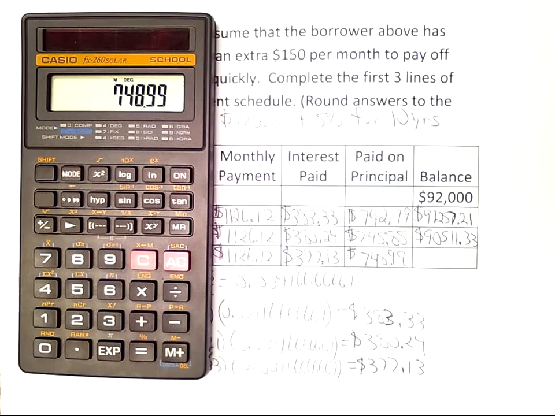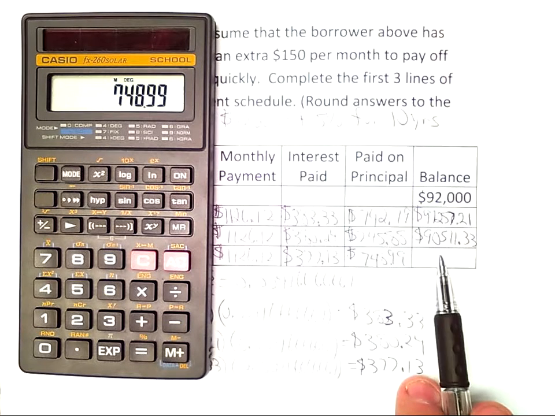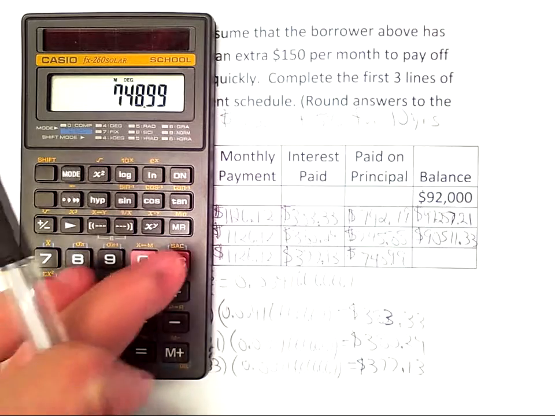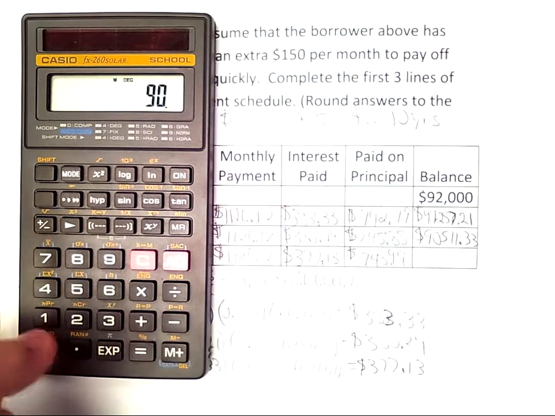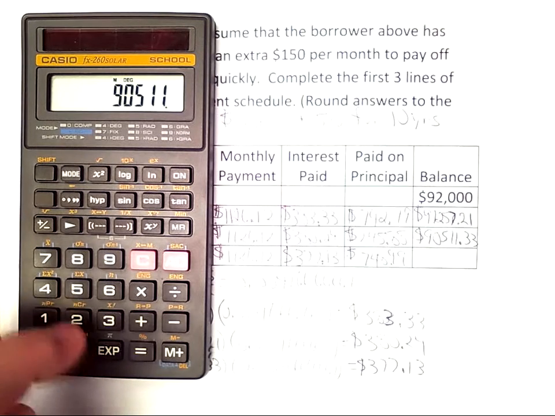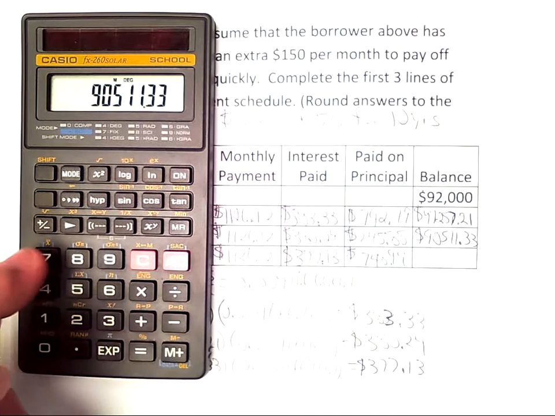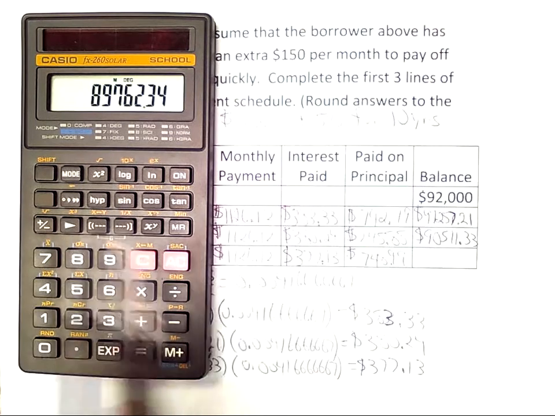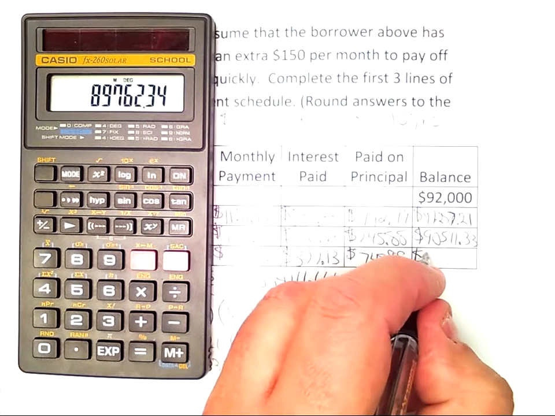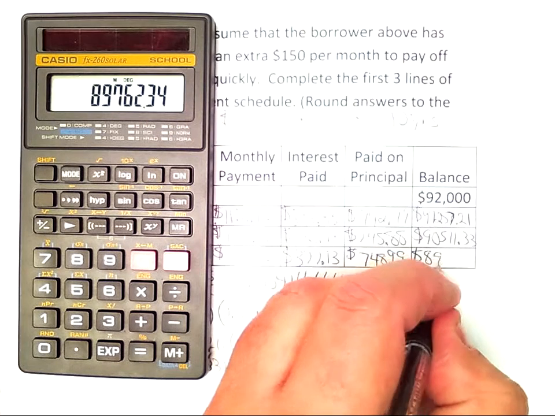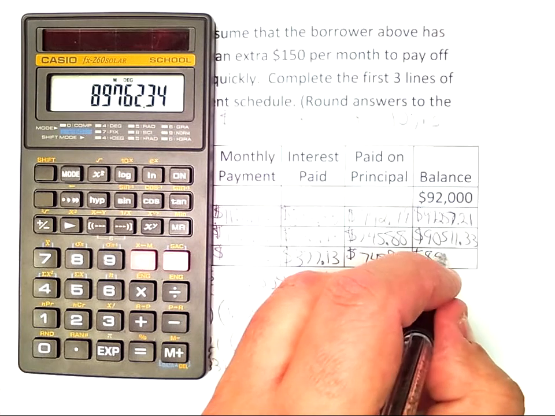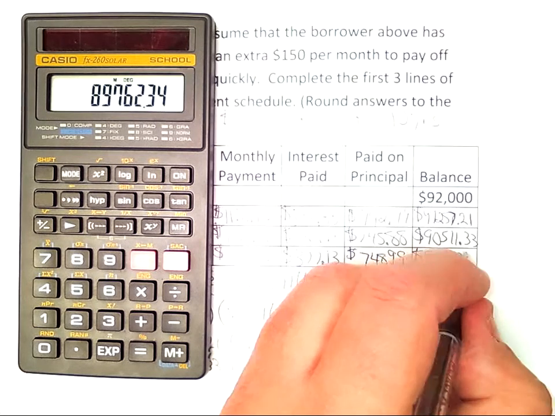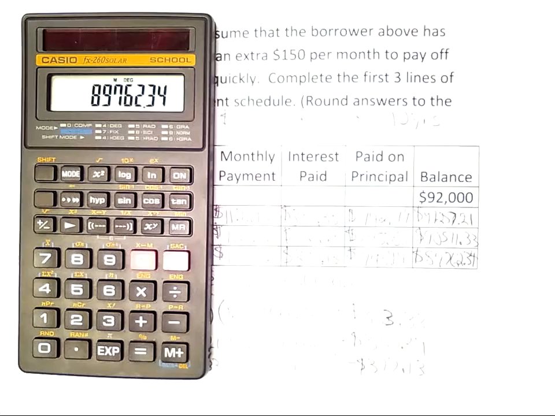$748.99. And to finish it off, the new balance after 3 months payments is the old balance minus the amount paid on principal. So that's $90,511.33 minus $748.99, which gives me a third month balance of $89,762.34.